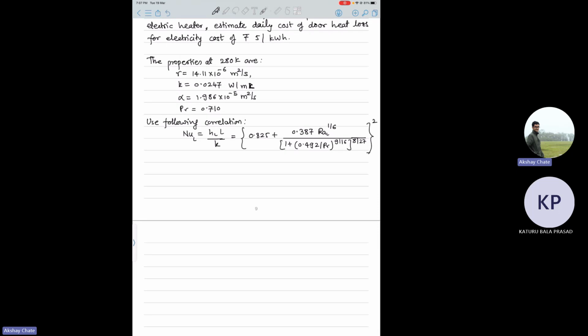So now, the first part of the question you can solve typically like that only. Here again, we don't know the beta, right? Beta will be 1 by T average. They have mentioned T average as 280 Kelvin, so you can directly take 280. And if you do that, 1 divided by 280.